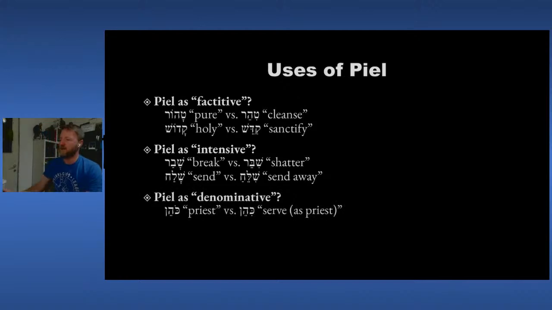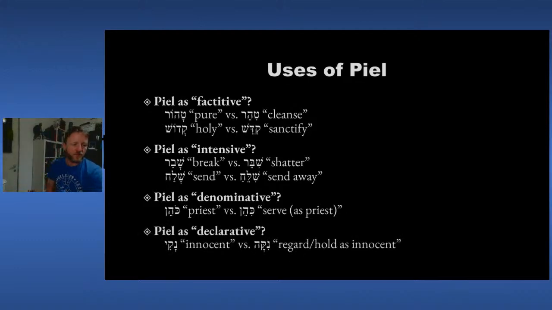Okay. Piel as denominative. This is where you take and you create a verb from a noun. Kohen is a noun, and kihen is he served as a priest. Like Kohen is priest, kihen, he acted as priest or served. In modern Hebrew, lechahen, this is the same word, kihen, means to serve, not necessarily just as a priest, but as in any leadership position. So it's called kehuna. Kehuna is the service of an official in leadership.